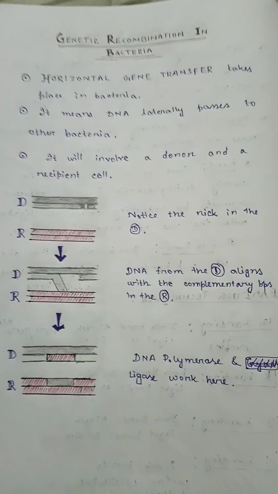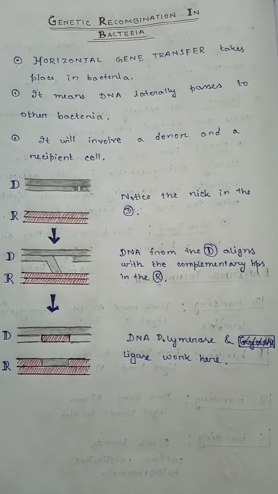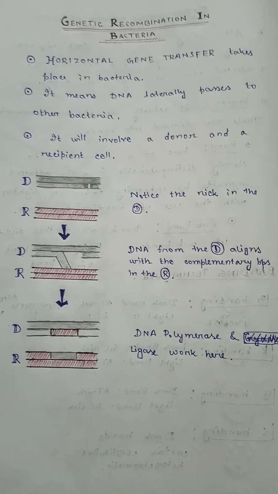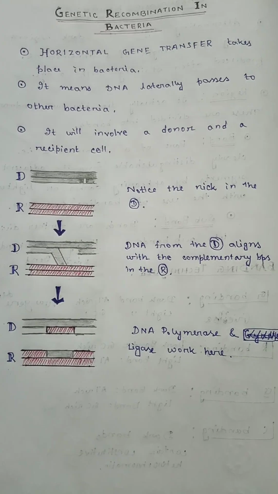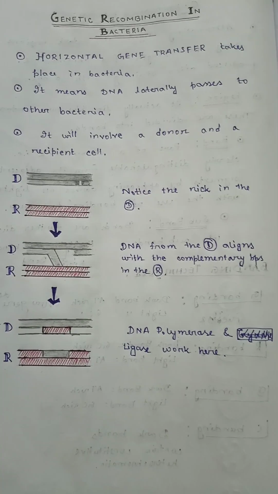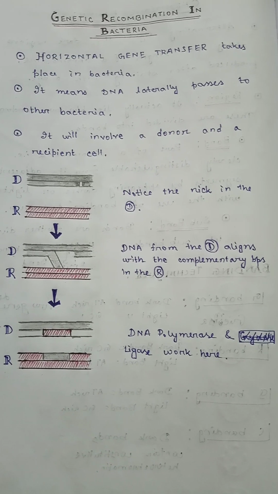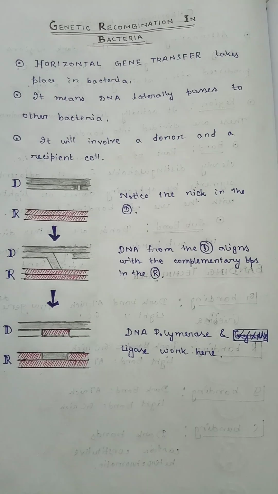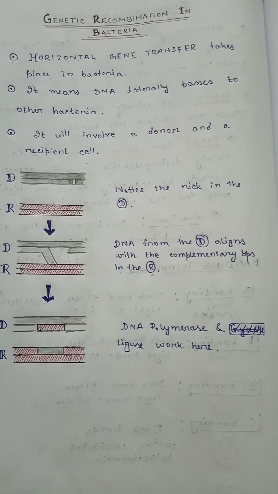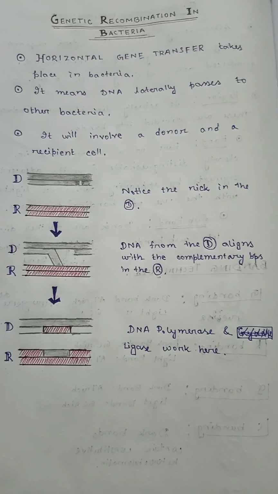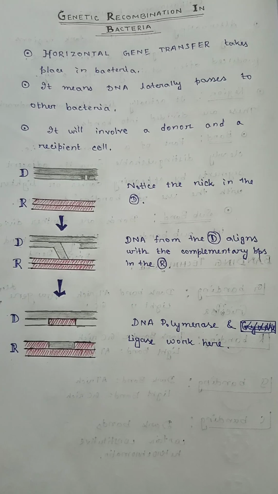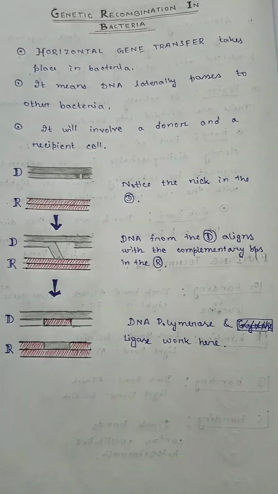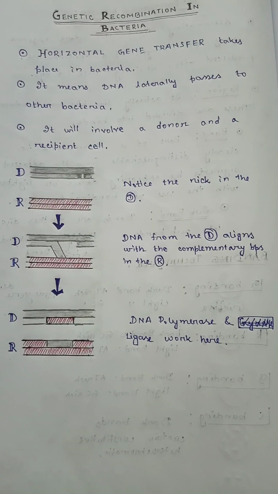But for horizontal gene transfer, as I have written here, you can see this actually takes place in bacteria. How? It passes the DNA laterally to other bacteria. It doesn't need to transmit the gene from one generation to another generation. That's why it is called horizontal, right? Now, to accomplish this, it will involve one donor and one recipient cell. The donor cell will give a portion of DNA to the recipient cell, and the recipient cell is going to receive the DNA from the donor. So here the mechanism works, right?